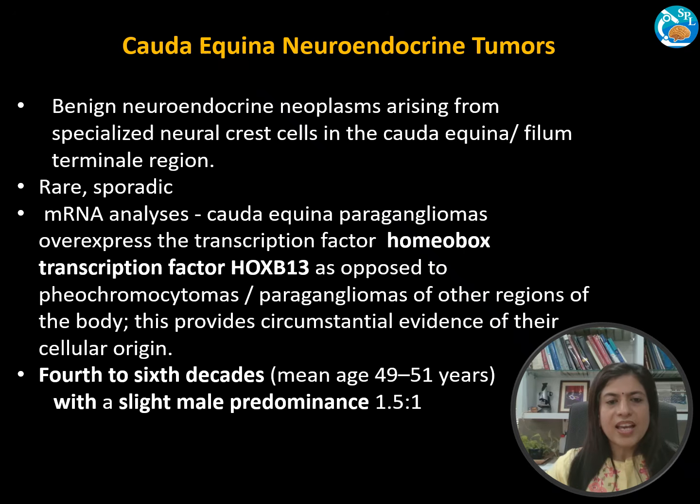These tumors are rare, sporadic, and less than 300 cases have been reported as per the WHO CNS5. These comprise approximately 3% of spinal tumors and about 3.5% of tumors in the Cauda equina or filum terminale region. These are frequently misidentified or underdiagnosed preoperatively as schwannomas or ependymomas. Most commonly diagnosed in adults in their 4th to 6th decades with a slight male predominance.